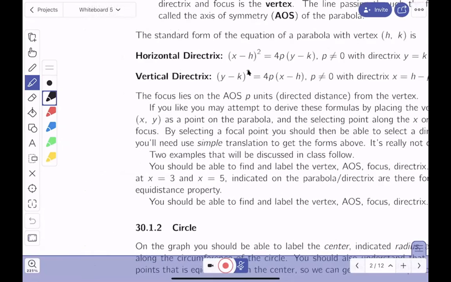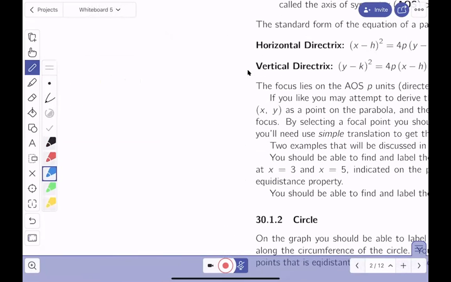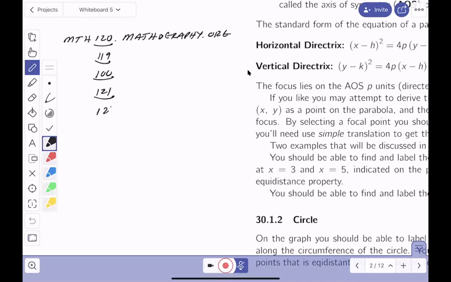Now, where do you go back and review? Let me point this out to you. You want to go back to my course website. Well, you're in 122, right? What are you going back to? 120.mathography.org. That's true for all my sites. For example, if you want to go back to 119, instead of 120, put 119 there. If you want to go back to 100, you go to 100. If you want to go to 121, you go to 121. If you want to go to 122, you go to 122. I think you get the idea.